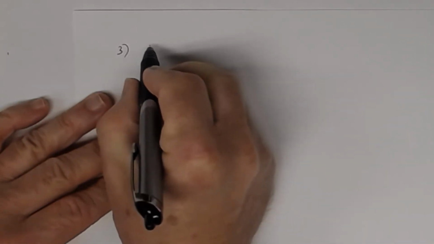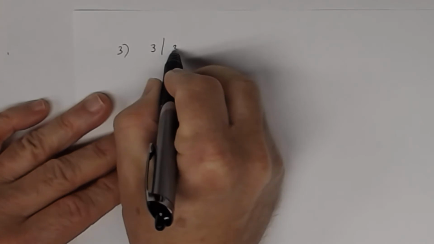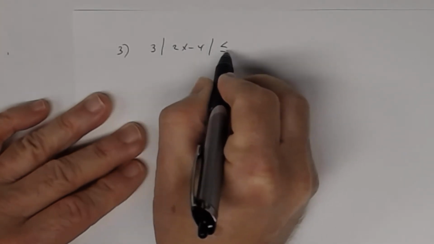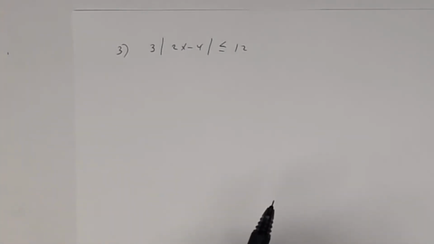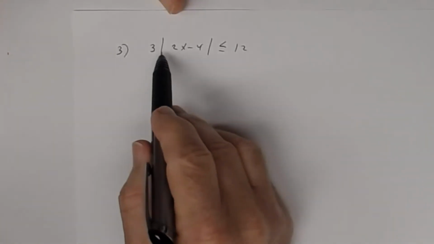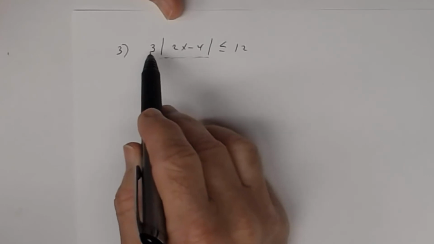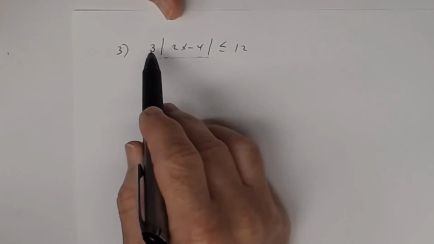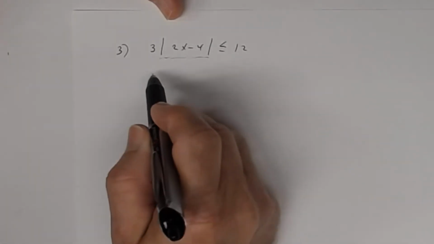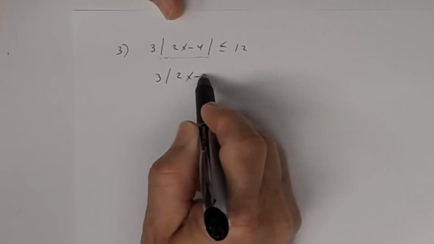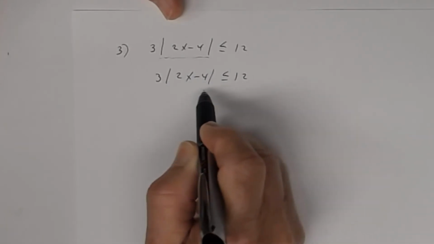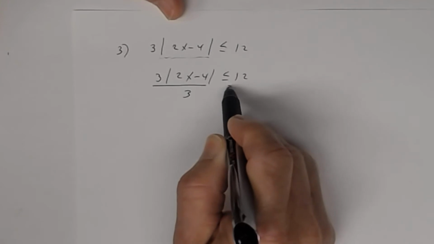So number 3, we have this. We have 3 times the absolute value of 2x minus 4 is less than or equal to 12. All right. So first of all, remember we have to get that absolute value bars by itself. So let's go ahead and get rid of this coefficient 3. We're now multiplying by 3, right? So let me go ahead and rewrite this over. I'm multiplying by 3. First thing you want to do is to divide by 3. Divide both sides by 3.